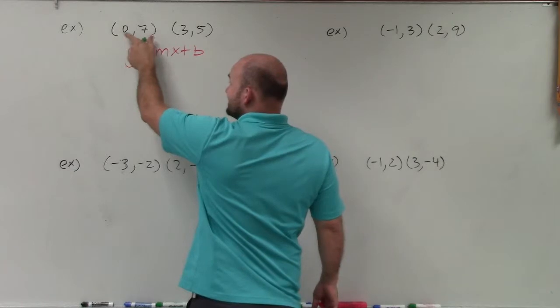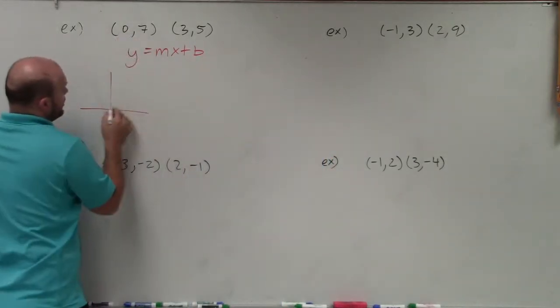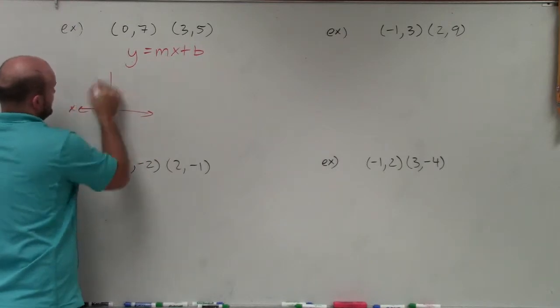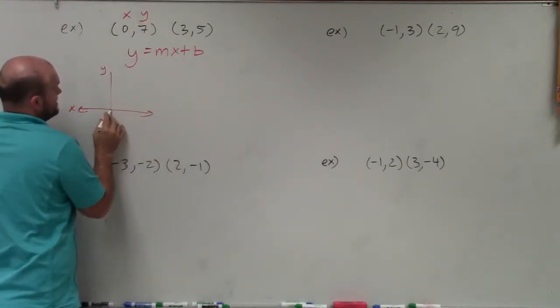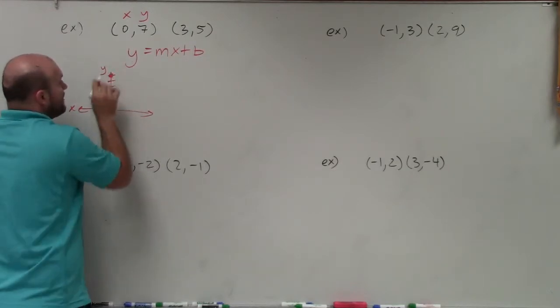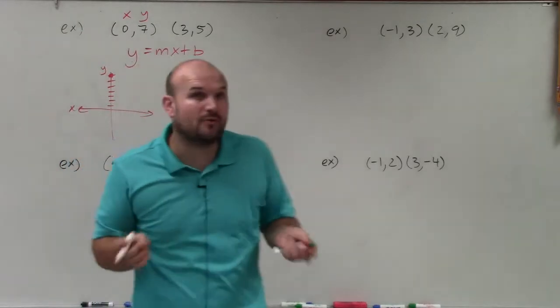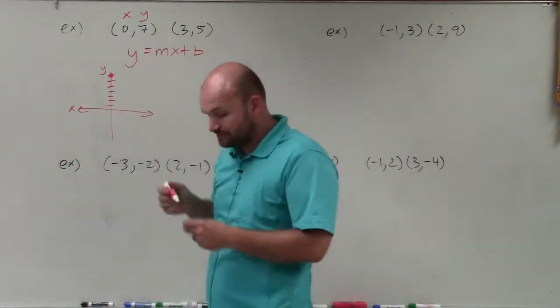This represents the y-intercept because if you were to graph that point, here's your x-axis, here's your y-axis. If that's x and that's y, x is 0, and y is 7. 1, 2, 3, 4, 5, 6, 7. So that point represents the y-intercept. So that's good. Now all I need to do is figure out what m is, which is my slope.